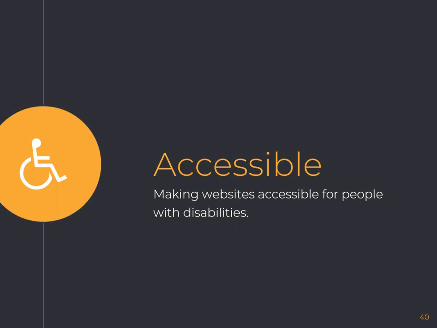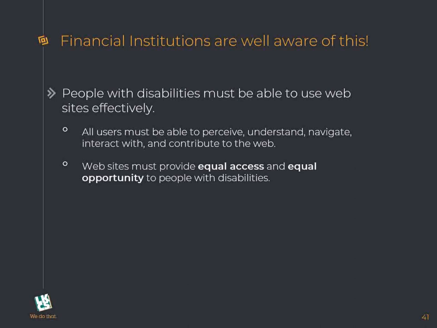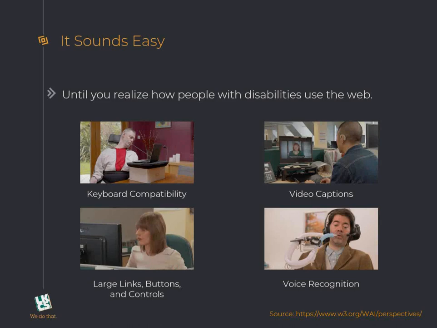Leads us to the next little segment of our honeycomb, which is all about accessibility, making websites accessible for people with disabilities. And good news here for most of the people is that you guys are all well aware of this, right? Financial institutions have been dealing with this for a couple of years now. So we know that people with disabilities must be able to use websites effectively and that all users must be able to perceive and understand and navigate and interact with and contribute to the web. Websites must provide equal access and equal opportunity to people with disabilities. I could spend an hour just on this topic alone, and we have, right? And it sounds easy, right, to do this until we realize how people with disabilities use the web.